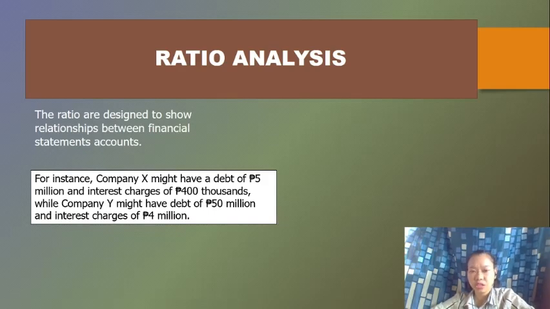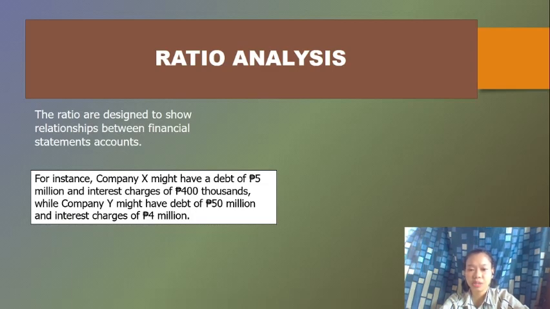By comparing each firm's debt to its assets, and by comparing the interest it must pay to the income it has available for payment of interest. Because when you have debt, you must have enough assets to be able to pay the debt. If you have interest, you must have enough income to shoulder the interest expense. So it is called ratio analysis.